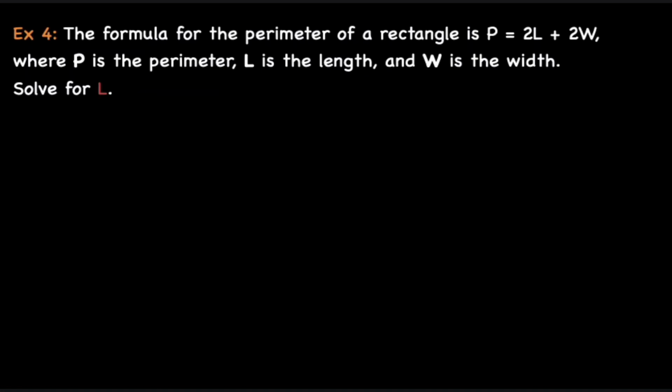Okay, so for this example, we have the formula for the perimeter of a rectangle is P equals 2 times the length plus 2 times the width. Okay, and we're told to solve for L, which is the length. So let's go ahead and do that. Rewriting the equation, P is equal to 2L plus 2W. Okay, so right away I can see that the first step in trying to isolate the L is by subtracting 2W from both sides of the equation.